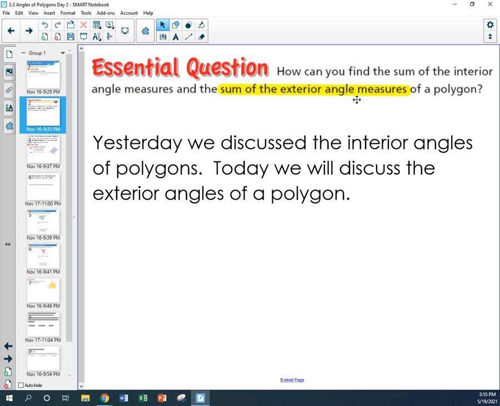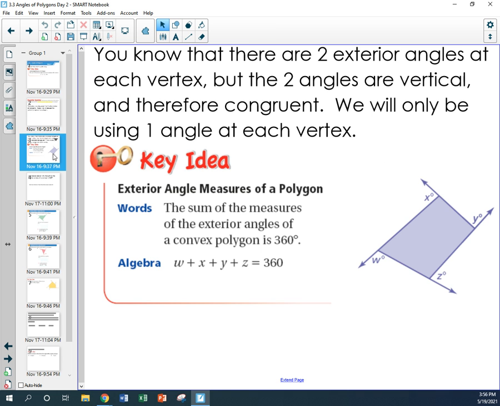Today we're going to talk about the sum of the exterior angles of a polygon. So let's take a look at this. I've already mentioned that there are really 2 exterior angles at each vertex. But when we're talking about these, I'm only going to worry about 1 angle at each vertex because if I would draw this line out this way, I would have another one that would be exactly the same as x. I would be doubling up my total, and I don't want to do that. So I'm only going to use 1 at each vertex.